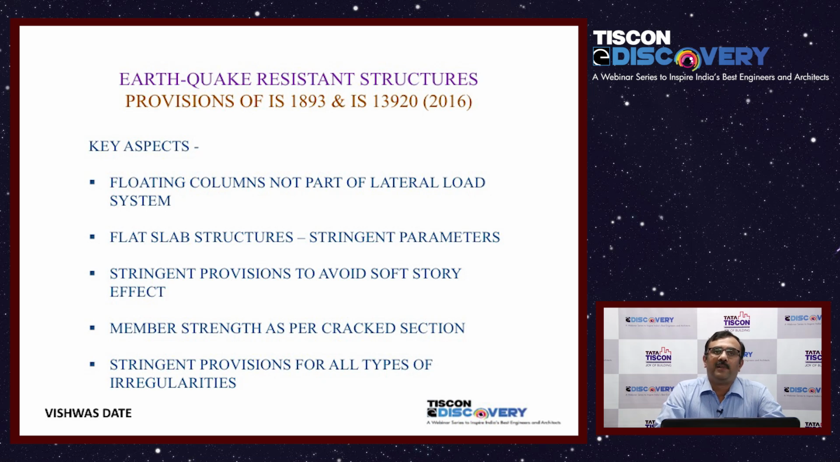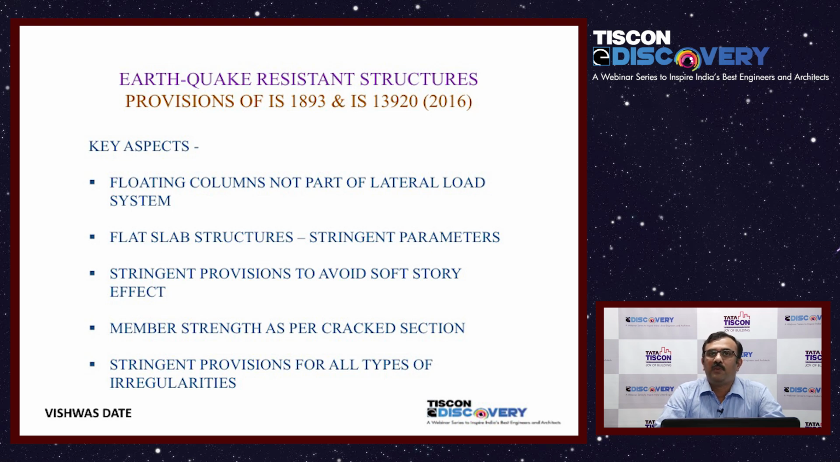Other things which were not so explicit earlier have become explicit. So floating columns cannot be part of lateral load resistance. It is common sense, now it has been put into practice. Flat slab structures have historically been brittle in failure modes. Please understand, all of this stems from how a building might fail. It doesn't have to fail. If it fails, and there is a brittle mode of failure which gives no warning, it is the worst. That's why flat slab structures have been categorized as the worst possible brittle mode failures. Accordingly, there are stringent parameters. So it is not that they have stopped you from using flat slabs. You use those stringent parameters, you size your building properly, you can still use flat slabs.